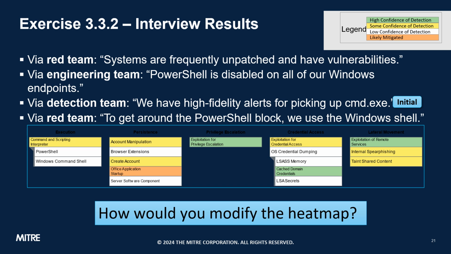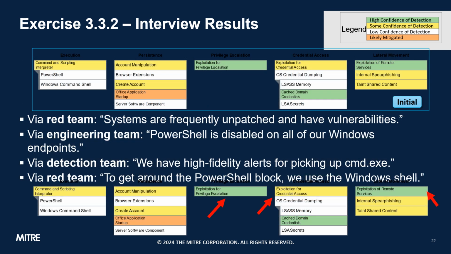Okay, welcome back. Again, for this one, we're going to walk through the same process we walked through before. We're starting with the initial heat map on the bottom, and we're going to walk through each of these bullet points individually. So first, via the red team, we're getting them saying that systems are frequently unpatched and have vulnerabilities. This one immediately screams exploitation to me, and you can see down on the bottom that corresponds to PrivEsc, credential access, and some lateral movement as well.